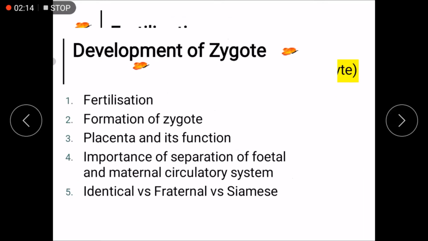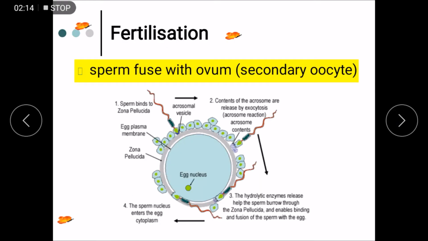So you can see, it's not easy to fertilize an ovum. The millions of sperm get sacrificed in order to fertilize one ovum. Okay, now let's start. So, fertilization.